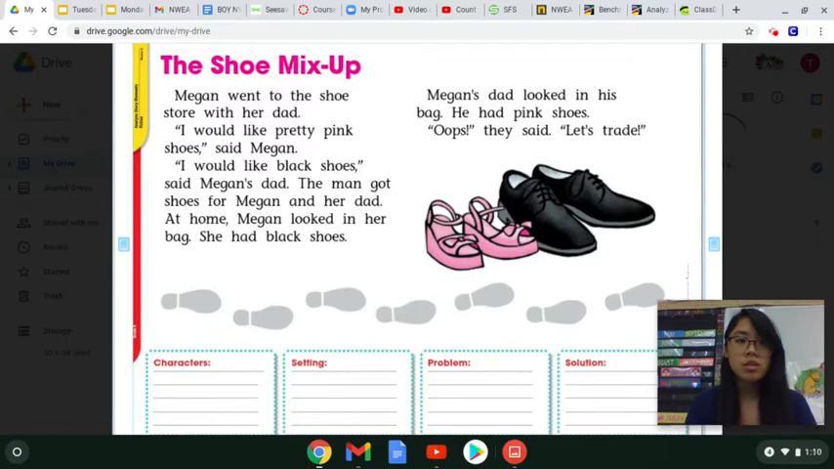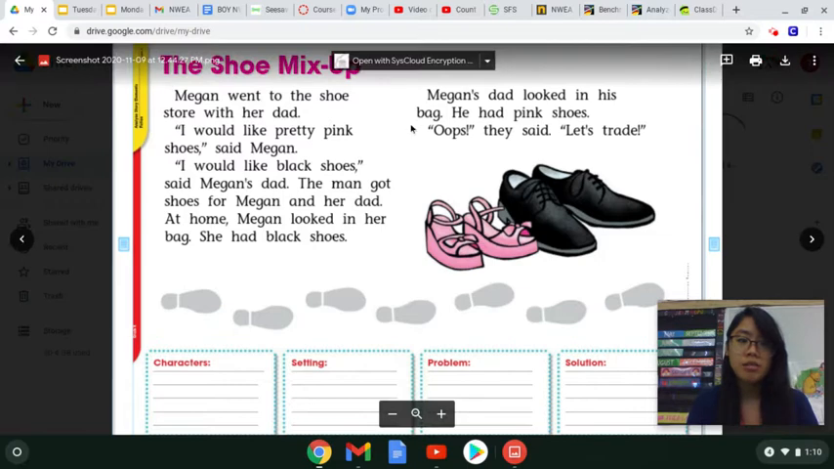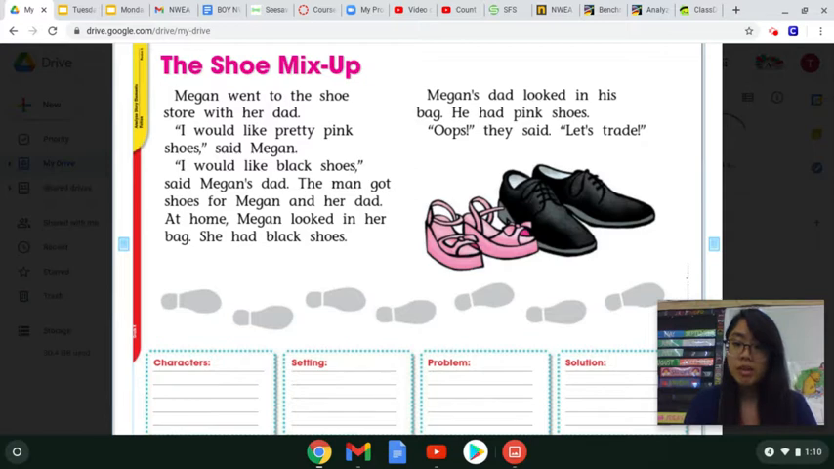So the poster is titled The Shoe Mix Up, right up there in pink, right up here. Right there. Oops, you can kind of see it. Okay, so now I'm going to read the poster, and as I read it, I want you to listen and think about some of these things in our story.